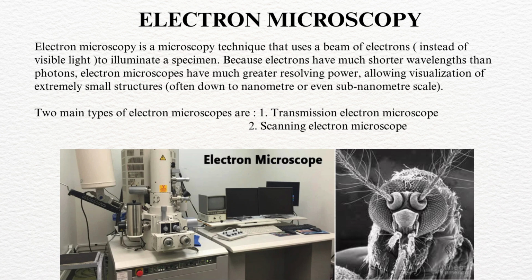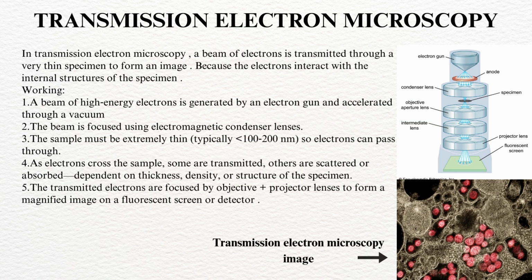Now we'll discuss electron microscopy. Electron microscopy is a type of microscopy technique that uses a beam of electrons instead of visible light to illuminate a specimen. Because electrons have much shorter wavelengths than photons, electron microscopes have much greater resolving power, which allows visualization of extremely small structures. There are mainly two types of electron microscopy: transmission electron microscopy and scanning electron microscopy.